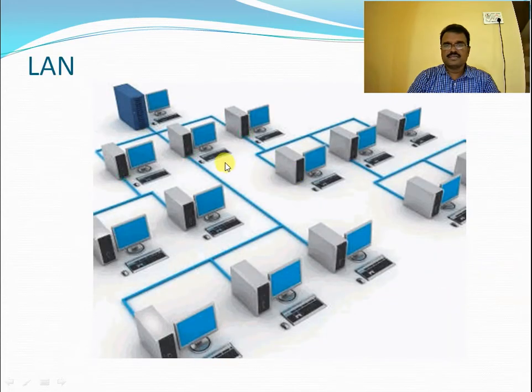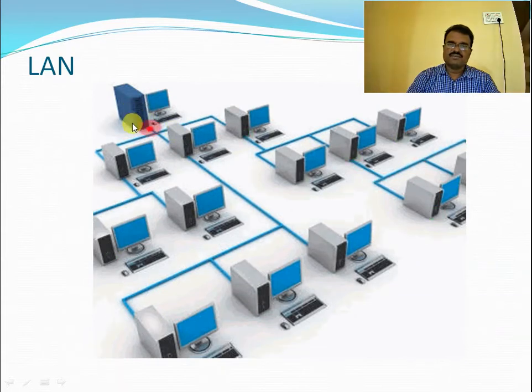So this is another type of LAN network diagram. Here this is one computer, and all the computers are connected in the network. Information passes from one computer to another computer, depending upon the requirements and the demand. So any computer in this network can communicate with another computer. This is another establishment of LAN.